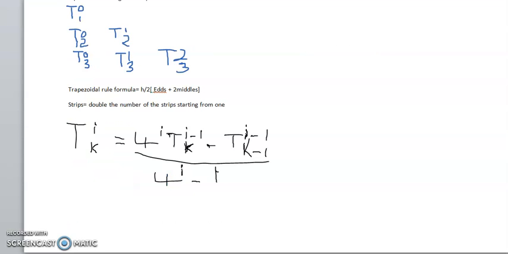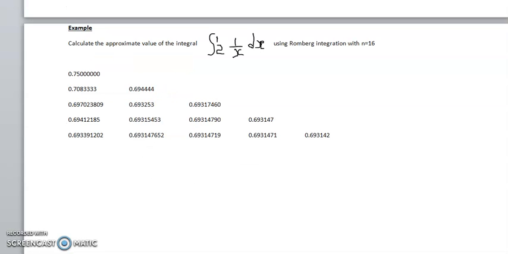Now, the formula for calculating the Romberg integration is shown there. It is T superscript I subscript K, then the whole of that formula. It's used to calculate the Romberg integration. Now, what I'd like us to do is to have an example for better understanding.